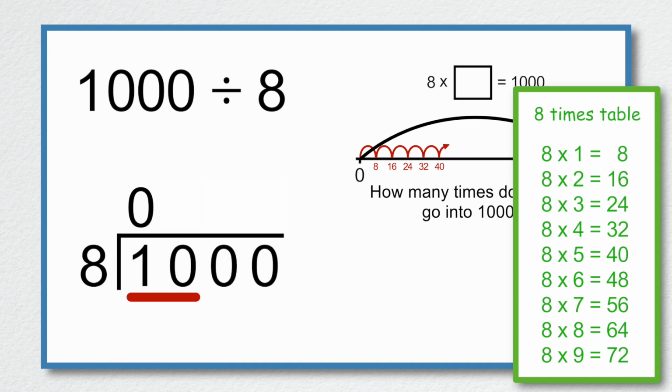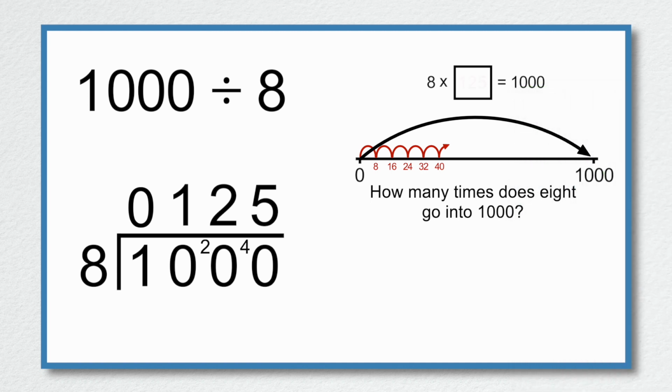And of course, 8 goes into 10 one time with a remainder of 2. Write the 1 down, write down the remainder. We now have 20 divided by 8. Well, 8 goes into 20 2 times with a remainder of 4. And that leaves us with 40 divided by 8, which of course is equal to 5. 5 8s are 40. 8 goes into 1000 125 times. So 8 multiplied by 125 is equal to 1000. 8 and 125 are factors of 1000.